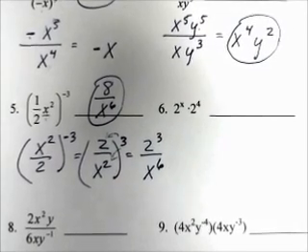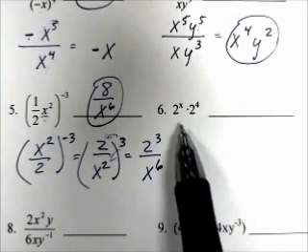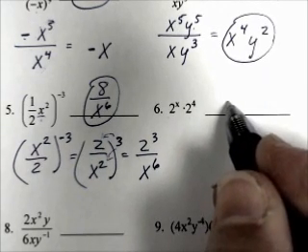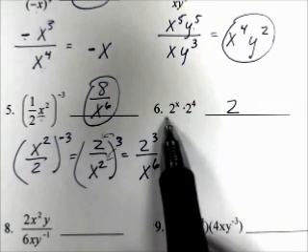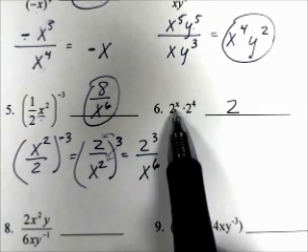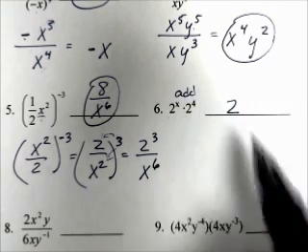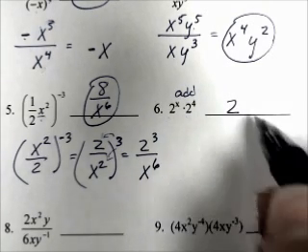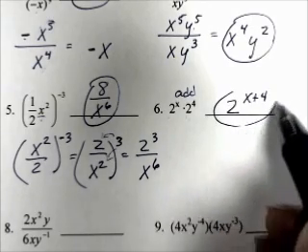Number 6, we have 2 to the x times 2 to the 4th. Same bases. Copy the base 2. And when we're multiplying same bases, the rule is, what do you do with the exponent? You add those exponents. So this would be 2 to the x plus 4. And that's all you can do with that.